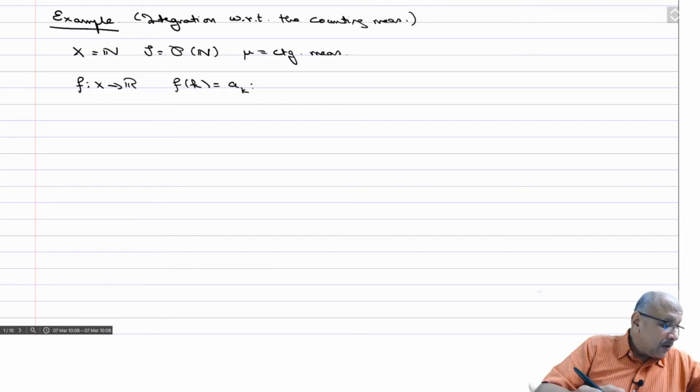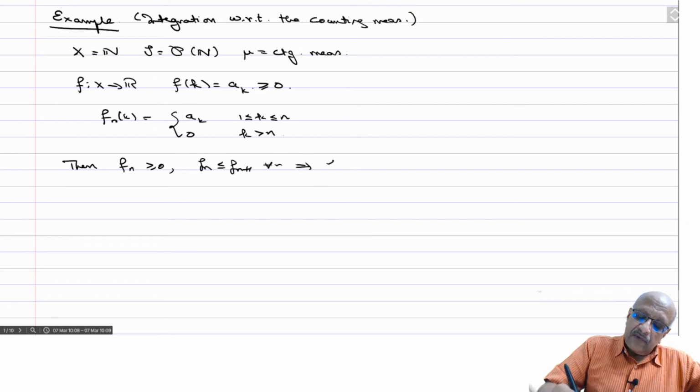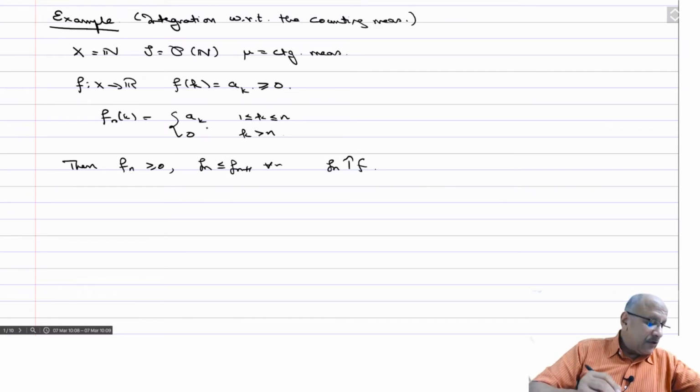A function from the natural numbers is just a sequence a_k, and we assume that this is greater than or equal to 0. Now let us define f_n of k equals a_k for 1 less than or equal to k less than or equal to n, and 0 if k is bigger than n. Then f_n is non-negative, f_n is less than or equal to f_{n+1} for all n, and in fact f_n increases to f, because f_n is just a_1, a_2, up to a_n, and then f_{n+1} is a_1, a_2, up to a_n, a_{n+1}, and so on, and these are all non-negative, and therefore it's obvious that you have this.